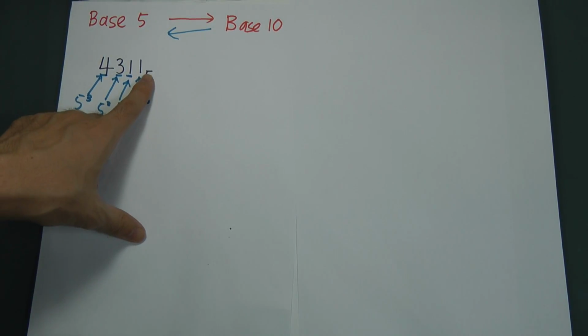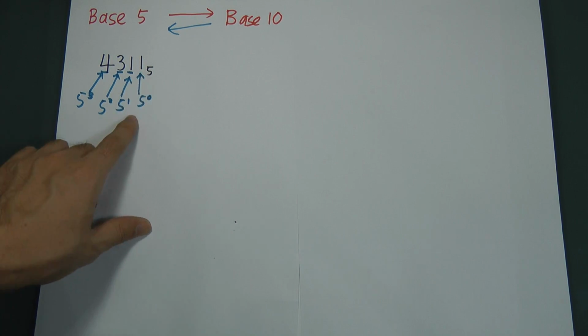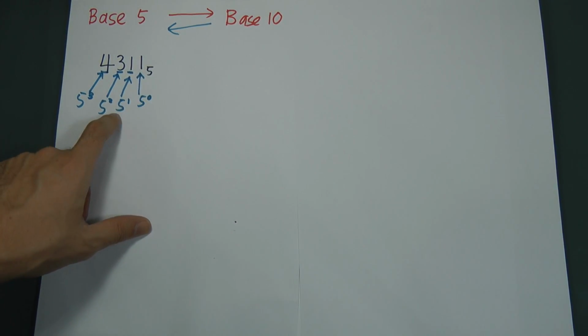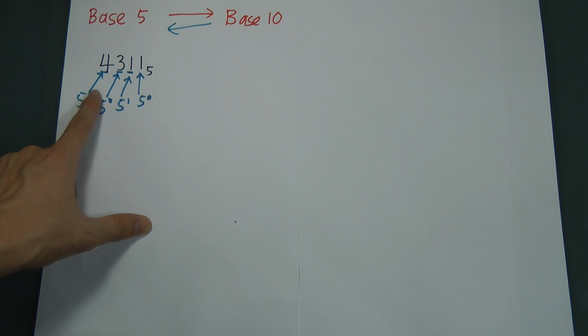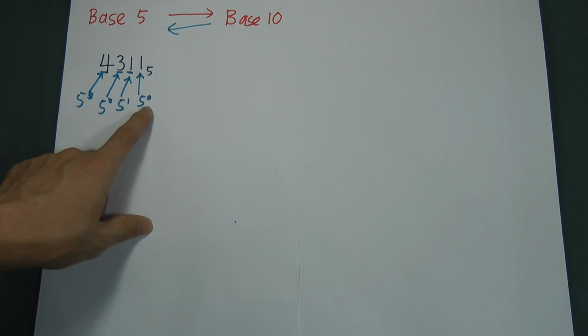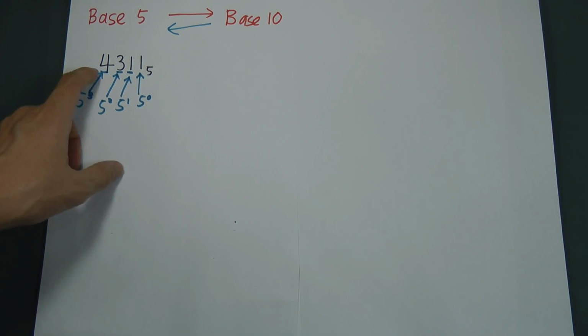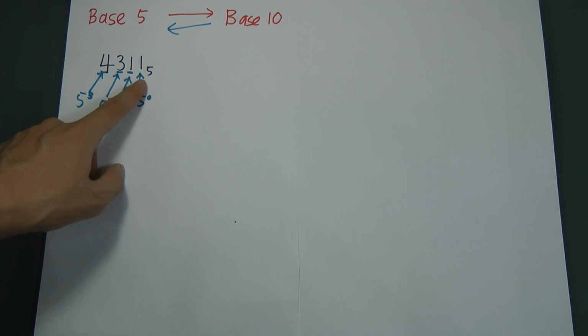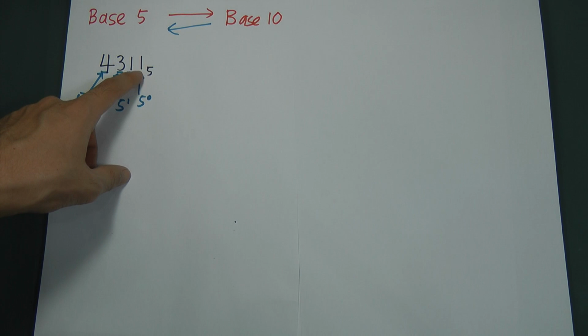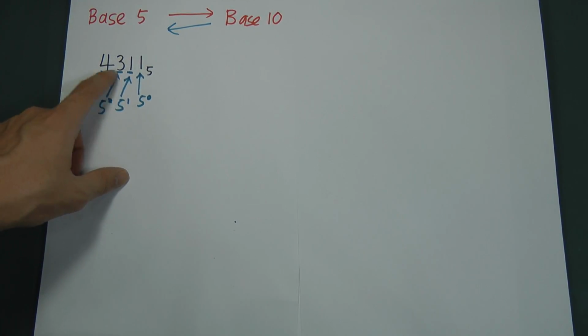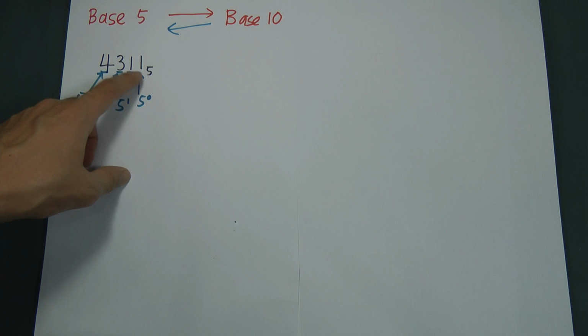If this is base 5, what if this is base 8? Then this one will be 8 power of 0, 8 power of 1, 8 power of 2, 8 power of 3. Is it base 2? This one will be 2 power of 0, 2 power of 1, 2 power of 2, 2 power of 3. We call this the value for each position, because you have so many digits, so each digit has a position value.